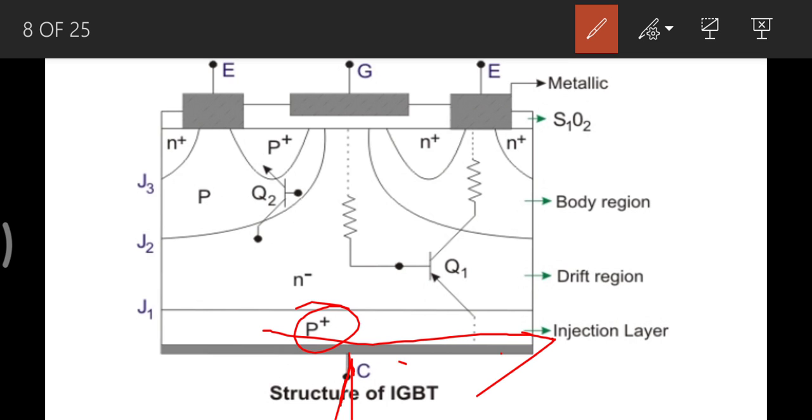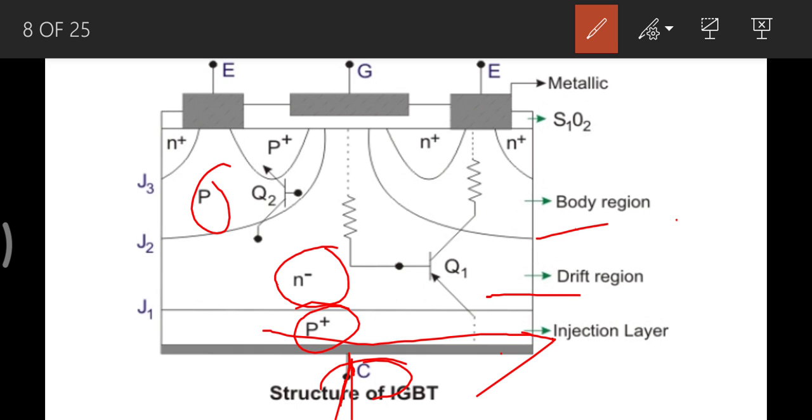See here, this P plus layer is an injected layer, and it is considered as the collector, indicated by the C. And there is a region called the drain region. The drain region is filled with N minus type material, and there is a body region. This body region is filled with P type material.